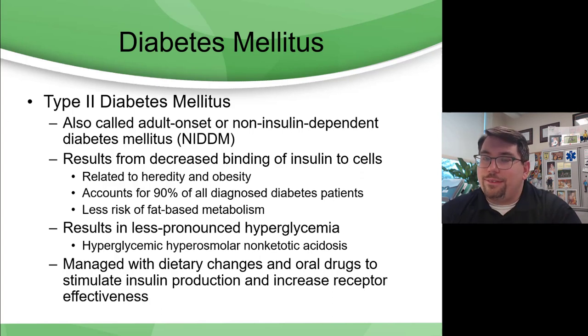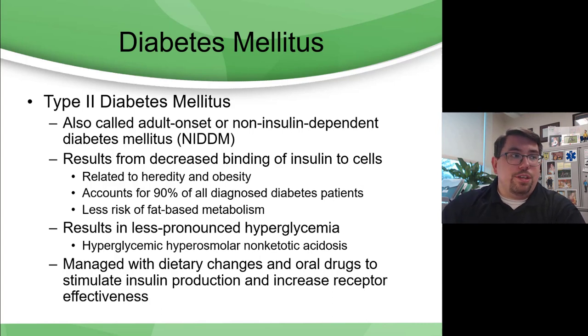So the body's not looking for new sources of glucose. There's plenty of sugar to go around. That's part of the problem. But because of that constant state of high blood glucose level, it results in less pronounced hyperglycemia. So we see hyperglycemic, hyperosmolar, non-ketonic acidosis, also referred to as HHS.